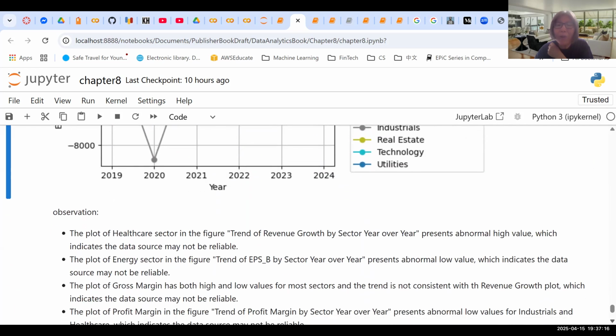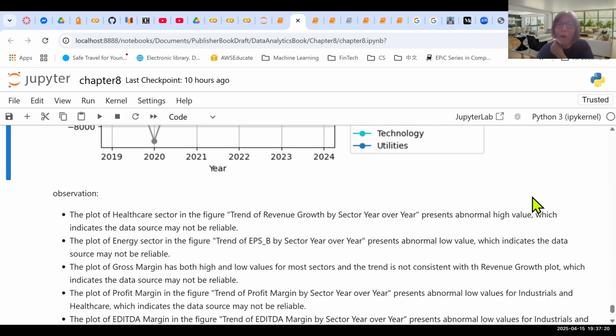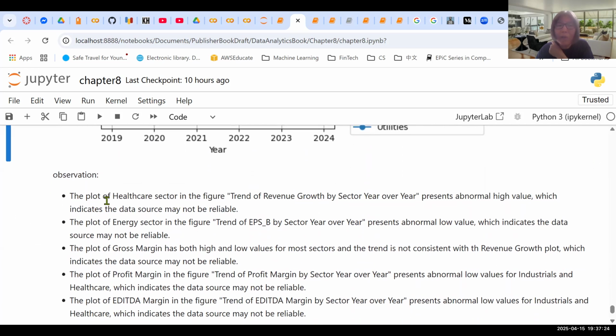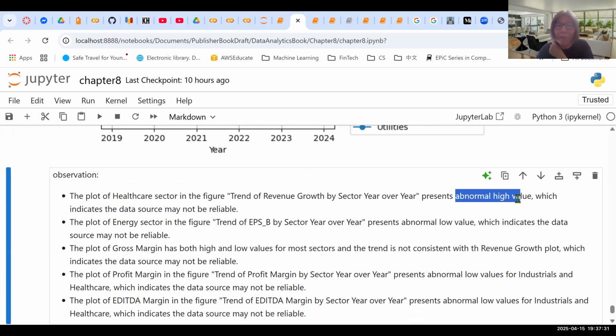So based on the revelation of the above plotting, we see the healthcare sector in the first plot presents abnormally high values. For the EPS, the energy sector presents abnormally low values. The gross margin has both high and low. Also the profit margin presents abnormally low values for industrials and healthcare. Same thing for the EBITDA margin, which also presents abnormally low values for industrials and healthcare.